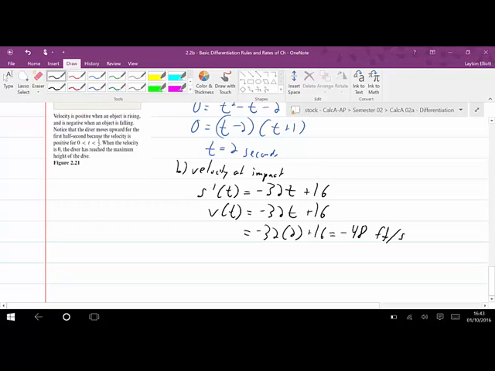And that makes sense. It's negative. He's going down. He's accelerating, so he's getting faster. Okay, that's it.